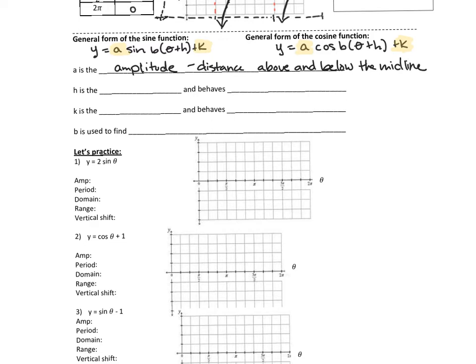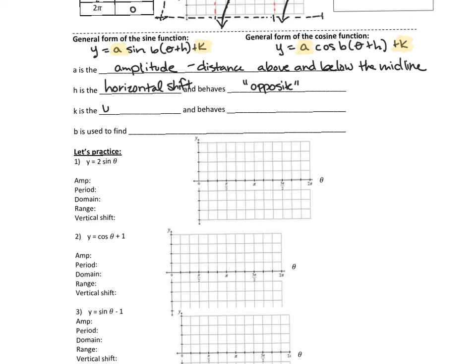So now H is the horizontal shift, and we won't be dealing with H this year, but just so you know, it behaves the same way it did for quadratics. It behaves the opposite of what you see inside parentheses. So your shift left or right would be the opposite of really what you see there.